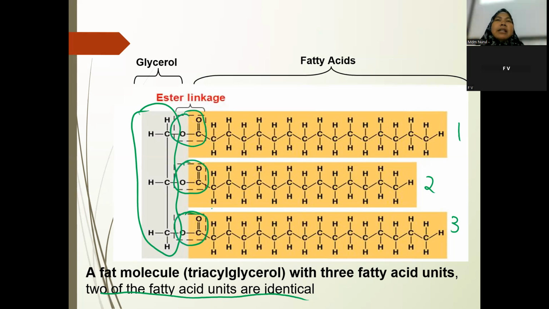Dia akan bagi gambar, dia tandakan A, B, C, D. Which of the following is the ester linkage? Atau which of the following is the non-polar covalent bond in fat? So it referring to ester linkage. So you kena kenal kat mana ester linkage terbentuk. Alright? Okay, so far, any question? Tak ada. Okay.